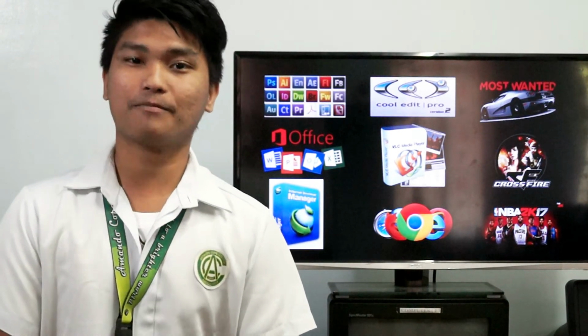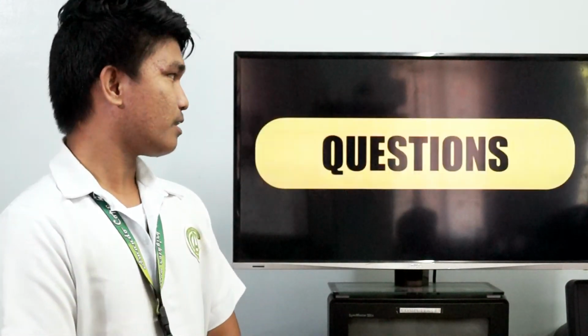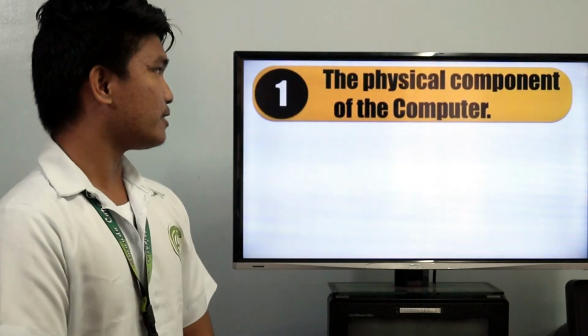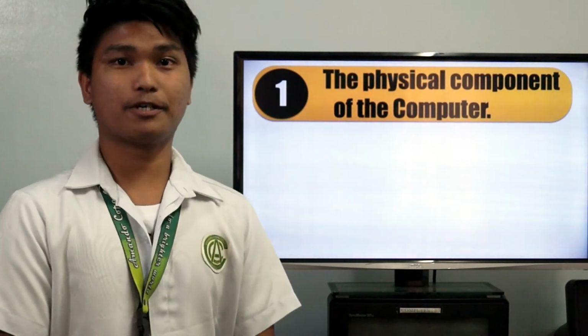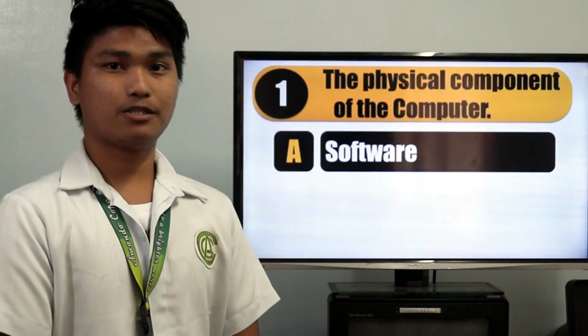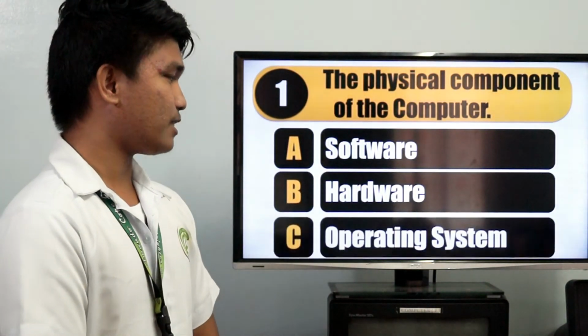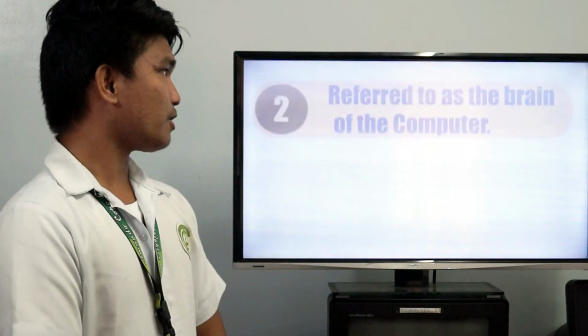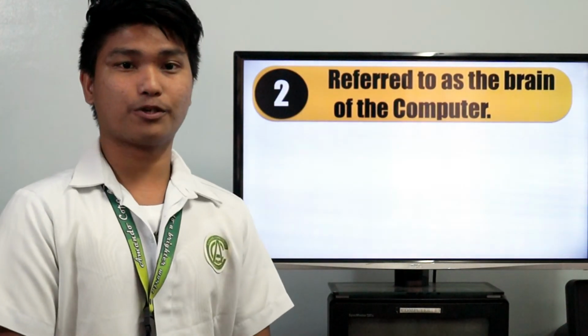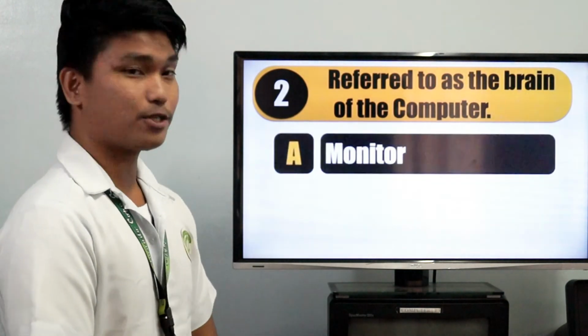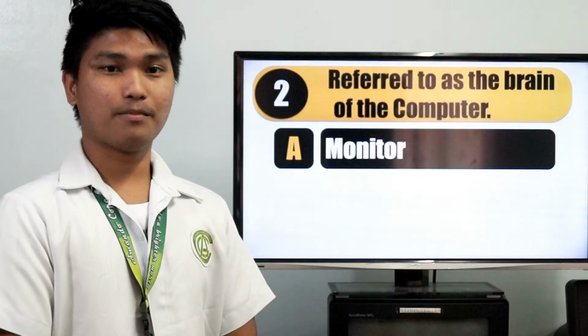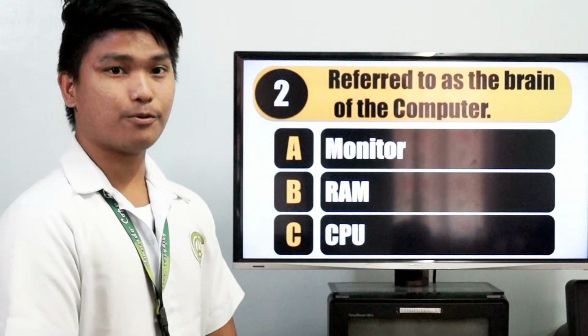Okay, that's it. Let's have some exercises. I'm going to leave you some questions to answer. Here are the first questions. The first question is, the physical component of the computer. Is it A, software, B, hardware, or C, operating system? The second question is, it is referred to as the brain of the computer. Is it A, monitor, B, RAM, or C, CPU?